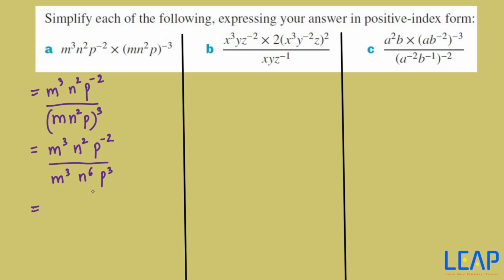Apply index law number 2. Because there is division in between, m is a common base, put it there. 3 minus 3 will be here. And for n, it will be 2 minus 6. And for p, it will be -2 minus 3.